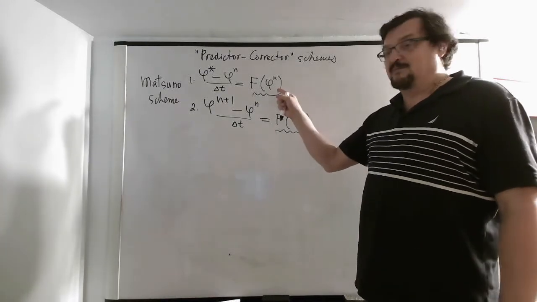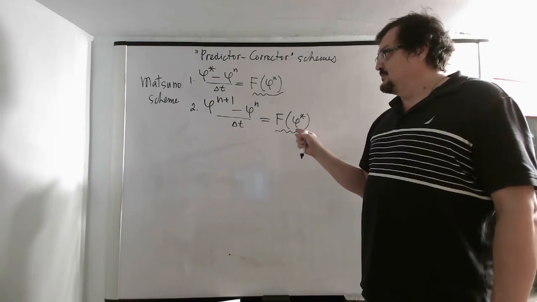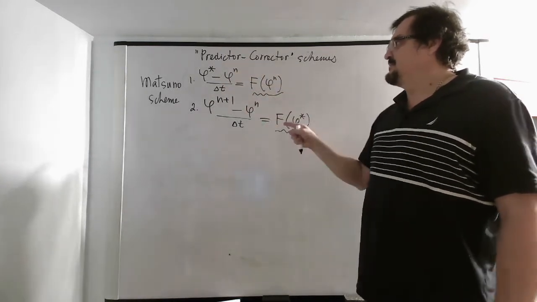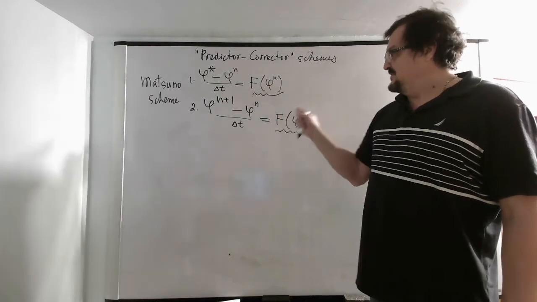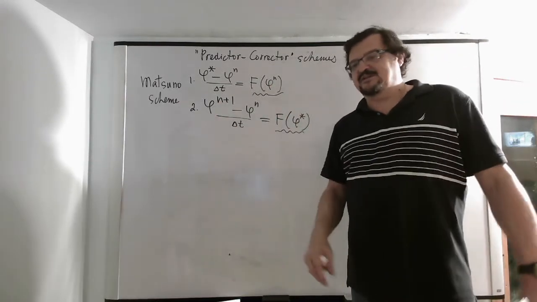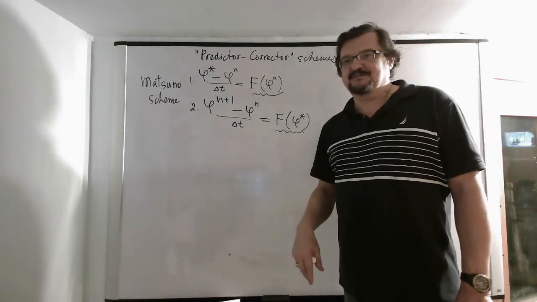So first you do it for the provisional solution and then for the predictor state. So this is the predictor and this is the corrector step. You compute it twice on each time step, and if you have a very long expression for your right hand side, that could be expensive.